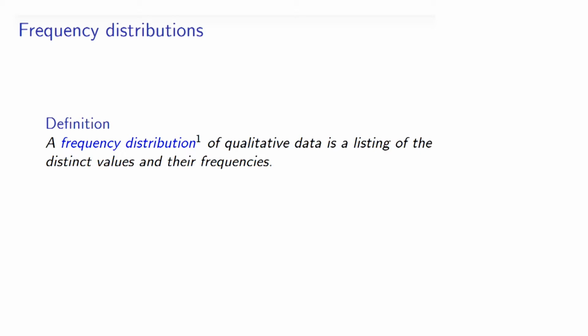The next is frequency distribution. How we can get the frequency distribution? A frequency distribution of qualitative data is a listing of the distinct values and their frequencies. Like A, B, C, D and their frequencies 1, 2, 3, 1, 2, 1, 2, 3, 4, 5, 1, 2, 3, 4, 5, 5 and 6.